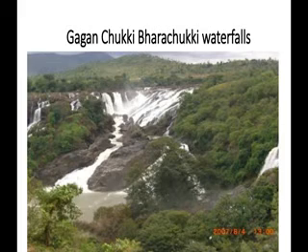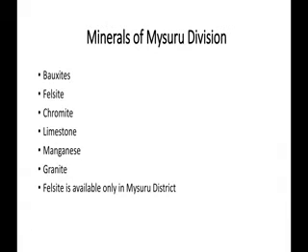Let's see what minerals are available in the Mysore division. Namely, bauxite, felsite, chromite, limestone, manganese, and granite are the major minerals available in the Mysore division, and a very important mineral, feldspar, is available only in Mysore district.